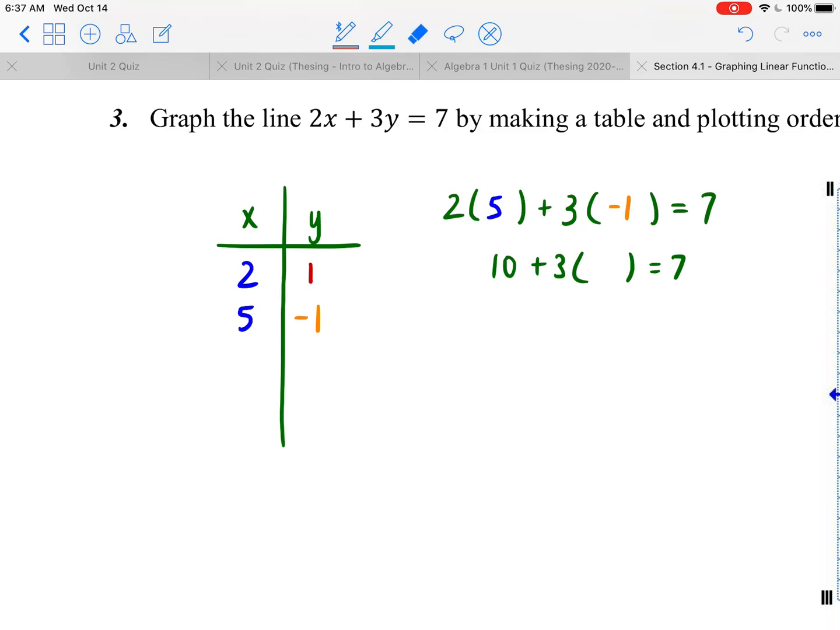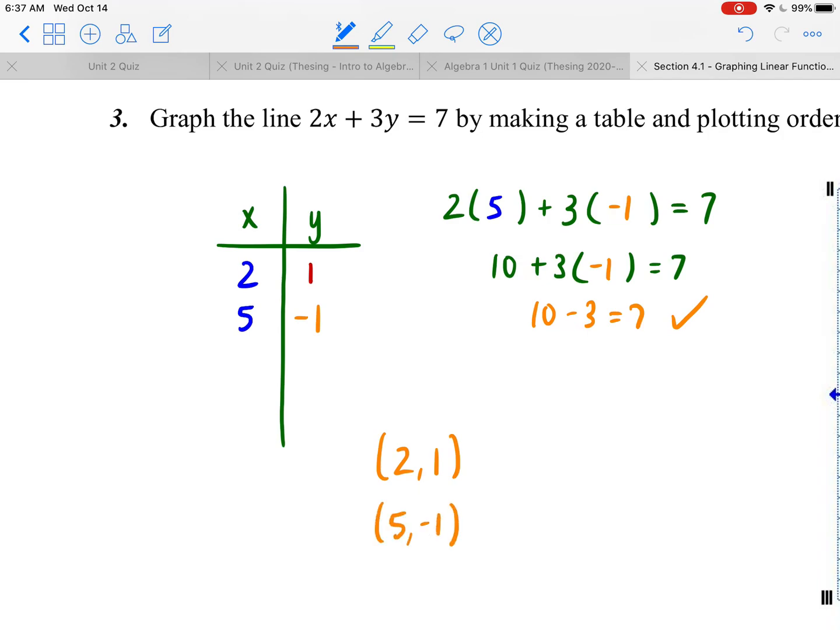If you do 3 times -1, that would give you -3. So you'd have 10 minus 3 is equal to 7. So that works. Okay? Okay, so what you have over here, if you look, is you have a couple points, right? So you have a couple ordered pairs. So you have 2, 1. That's one ordered pair. Another ordered pair is 5, -1.